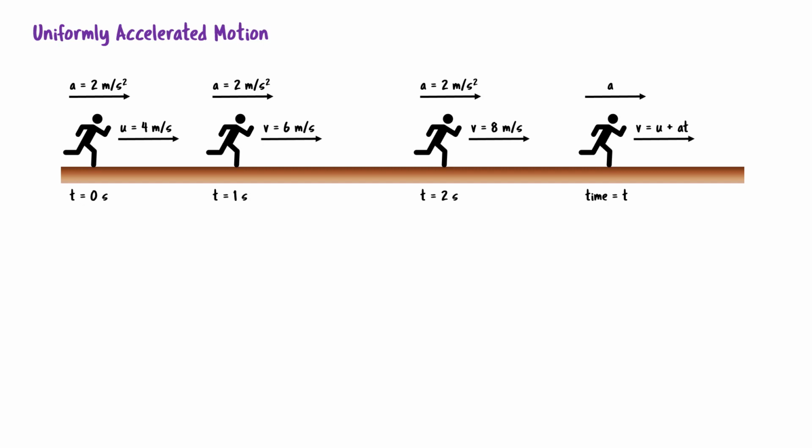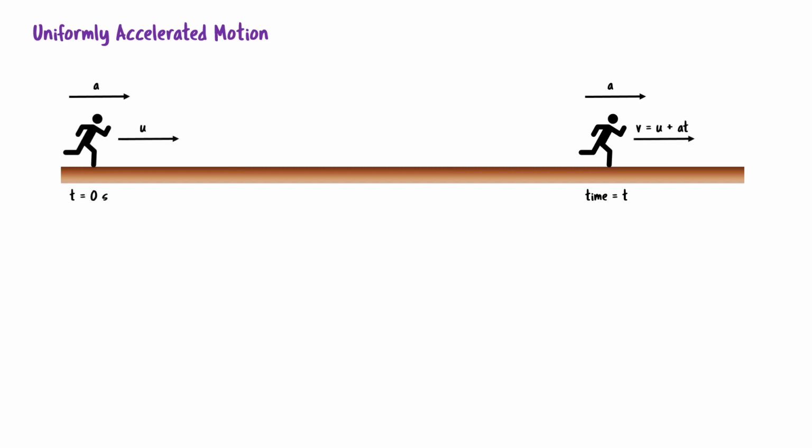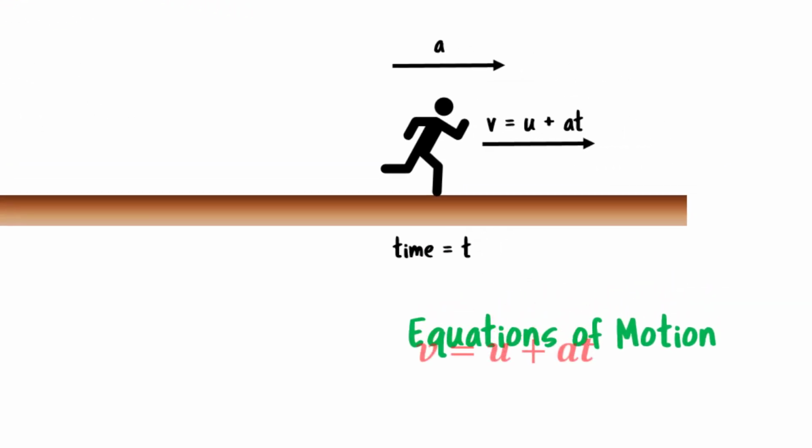So when we write the general formula for velocity of a uniformly accelerated object after time t, it is nothing but v is equal to u plus at, and hence we get our first equation of motion.